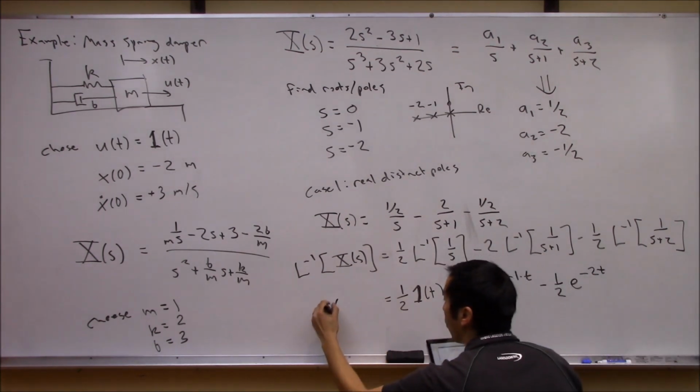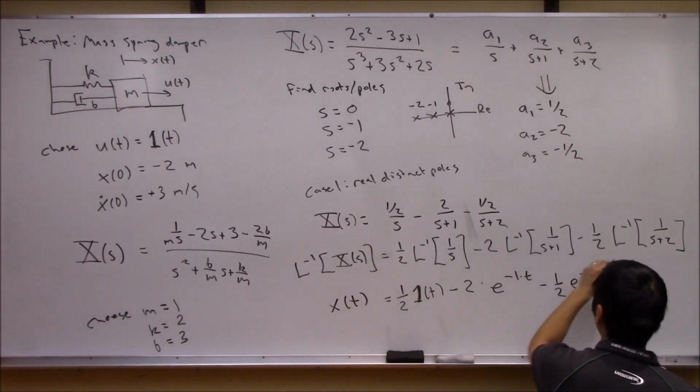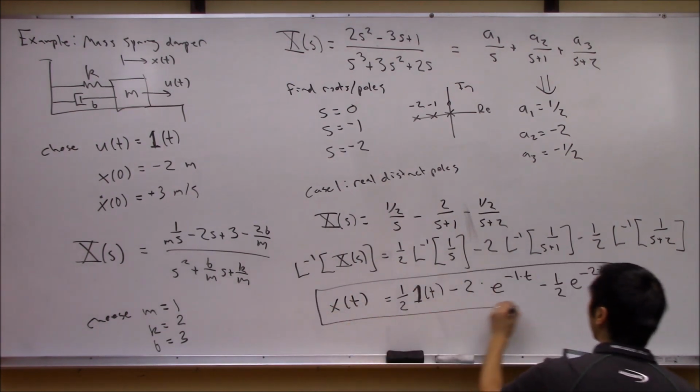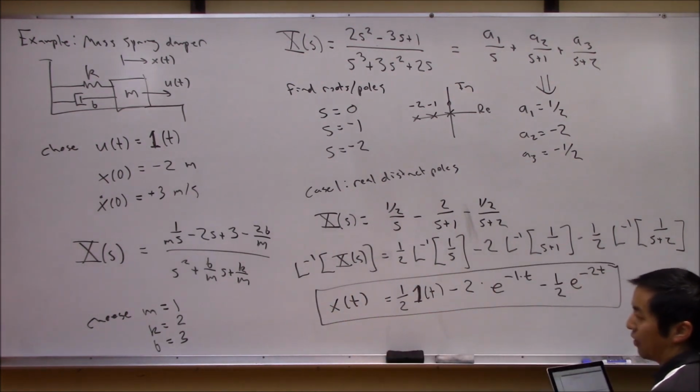So here we go. We're done. This is x of t. Here's what the block looks like, or what it does.